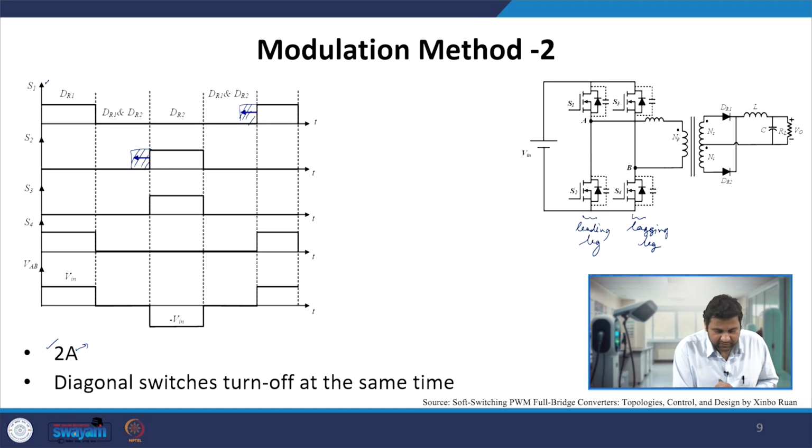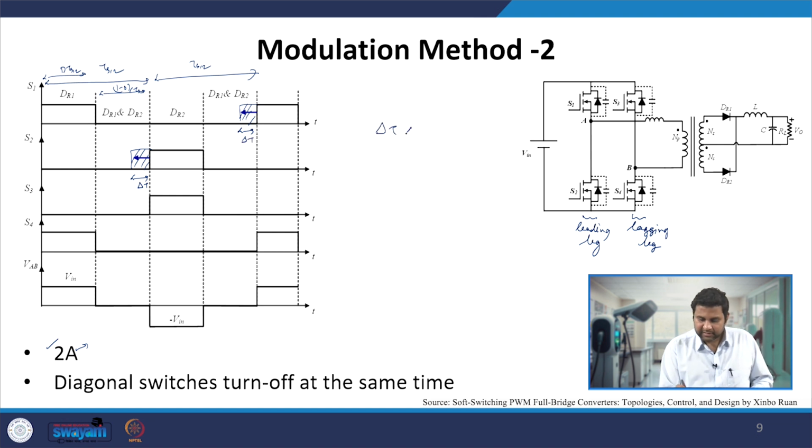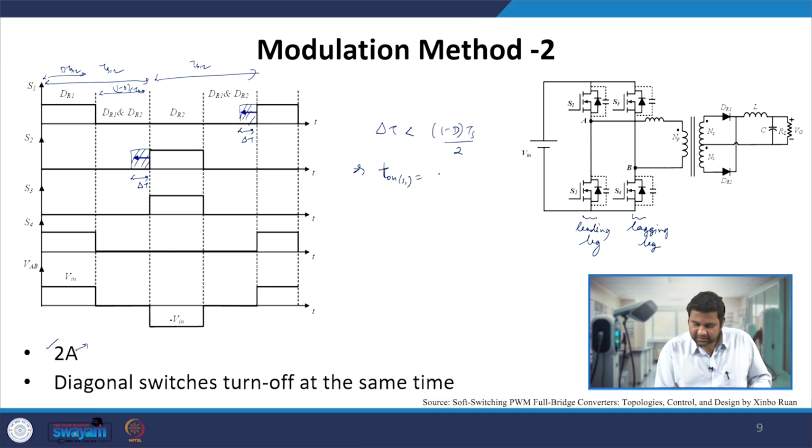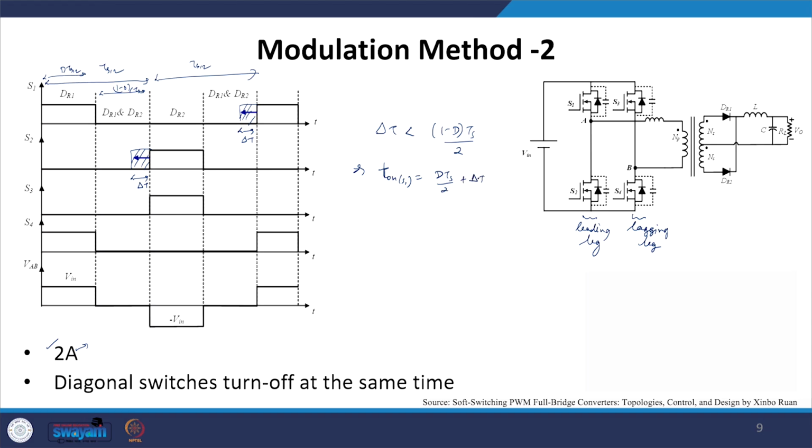That means if we say this is Ts by 2, this is Ts by 2, and this is again dTs by 2, and this is 1 minus dTs by 2. So here we are increasing by delta t, and this delta t is less than 1 minus dTs by 2. That's when we are adjusting the turn on period. So we can say the turn on period of S1 becomes dTs by 2 plus delta t, of both the switches, S1 and S2.